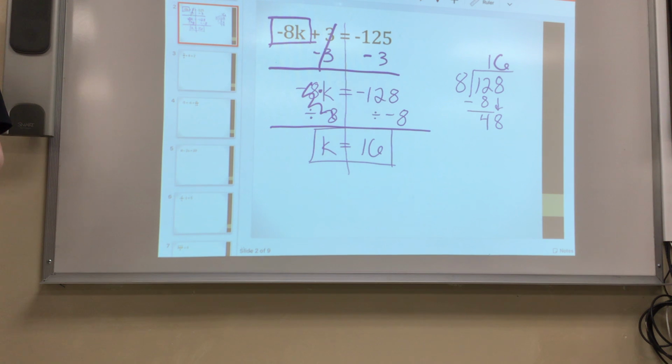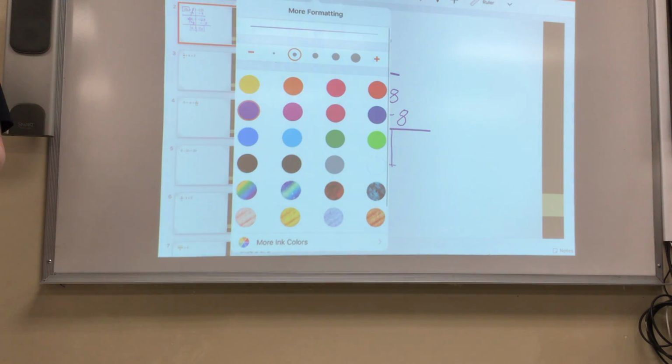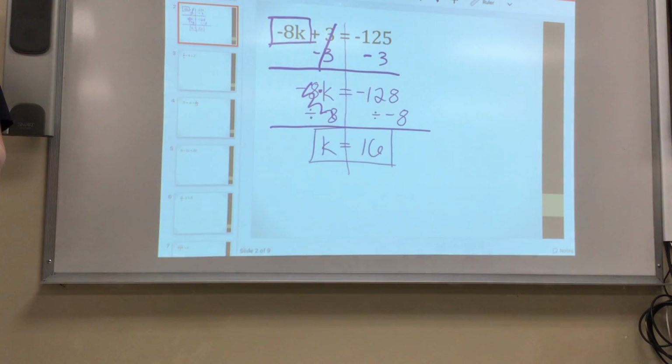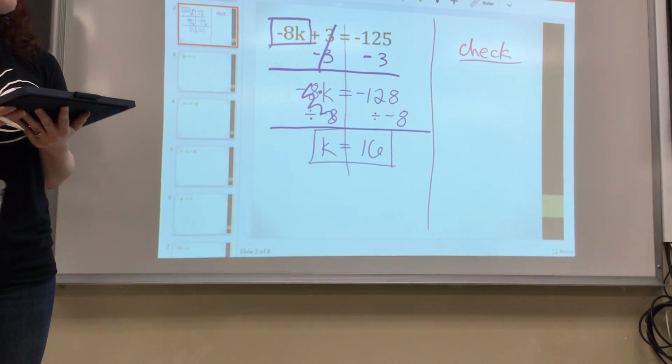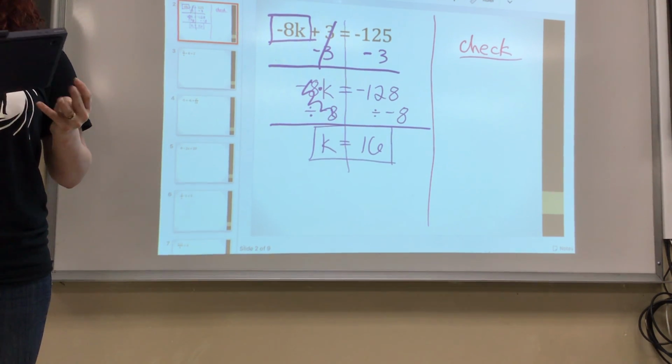Okay, I want to show you one thing on this. I'm going to erase this. There's a way that you can check this. When you're working on a test, what a check does is it tells you whether you're right or you're wrong, which is very helpful when you're going to turn in a test and it's going to be graded for a major grade, or on your homework or any of that. So I'm going to show you a way to check these so you can tell whether you're right or not.